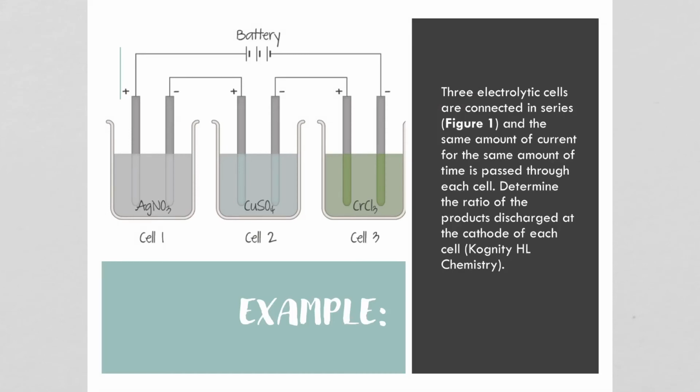Here's an example of how that's demonstrated. We have 3 solutions and 3 electrolytic cells connected in series, as we can see in this picture in figure 1, and the same amount of current for the same amount of time has passed through each cell. We need to determine the ratio of the products discharged at the cathode of each of the cells. We have silver nitrate in the first one, copper(II) sulfate in the second one, and chromium chloride in the third one.